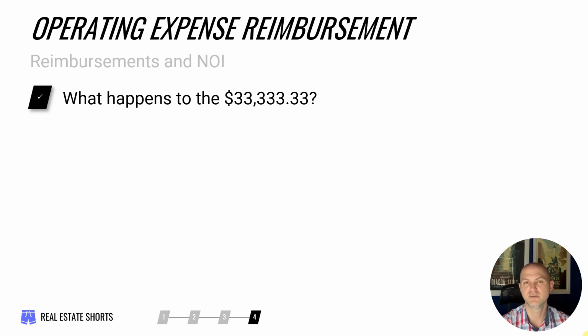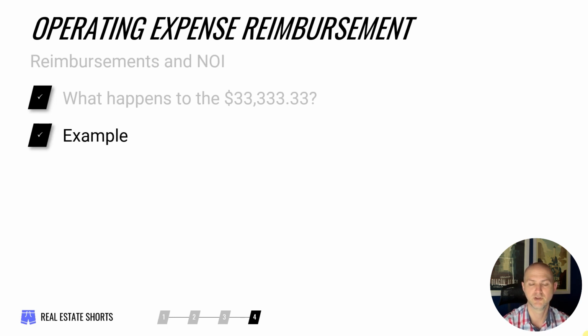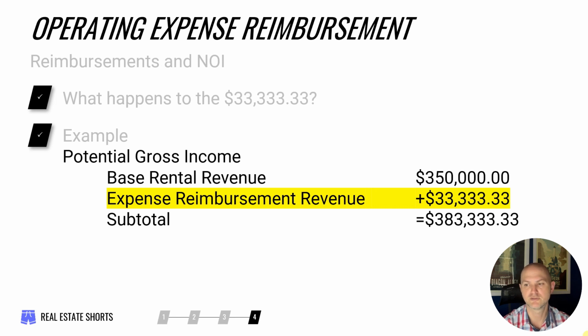And so last but not least, let's take a look at what happens to that estimated reimbursement amount. What happens to the $33,000 that the tenant is responsible for paying? That becomes part of the revenue that you can collect as an owner. As a quick example, let's say you have base rental revenue of $350,000. The expense reimbursement amount is the same $33,000, but it gets added to that global pool of money that you expect to collect. So the $33,000 gets added to the $350,000, and the subtotal of total best case potential income is now $383,000.